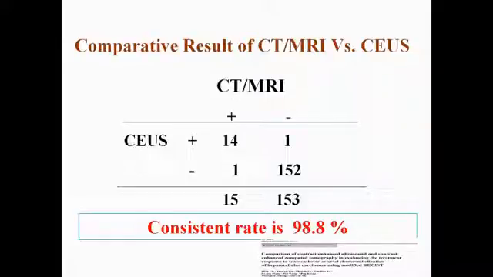By our data, we have a multi-center study. The research shows a comparison of the results of CECT or MRI with contrast ultrasound. The consistent rate is about 98.8%. This data is our early stage data, but now with more and more cases, the correlation rate is maybe about 90%.